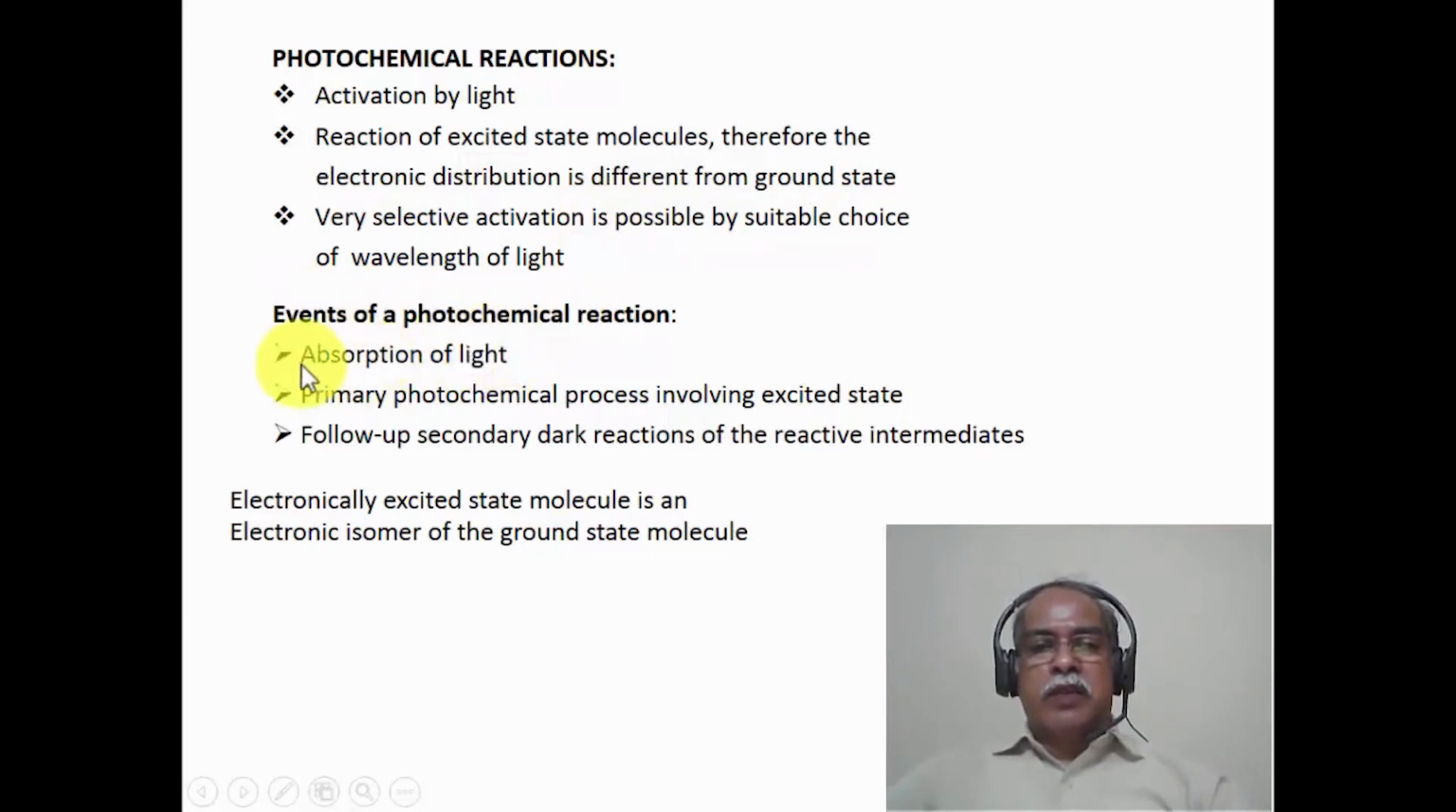The events that are taking place in photochemical reactions are as follows. The first event has to be the absorption of light. Without absorption of light, we cannot have photochemistry. The primary photochemical process involves the excited state, and then there are follow-up secondary reactions, which are actually dark reactions arising out of reactive intermediates. So these are at least the three types of processes that would take place in any photochemical reaction.